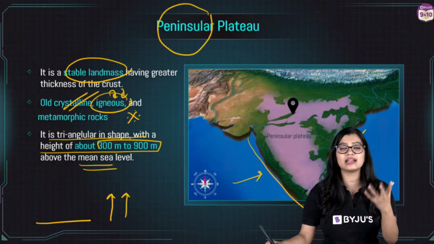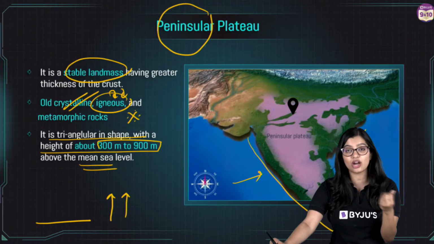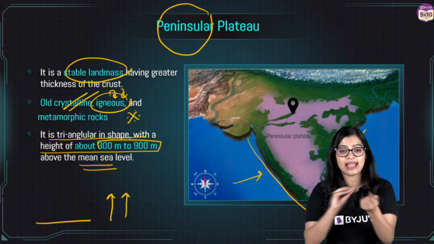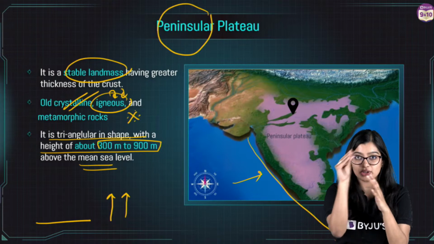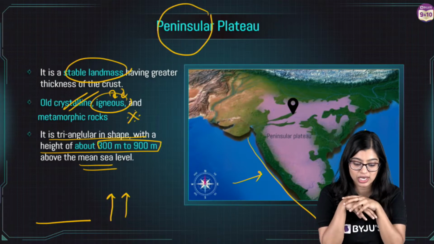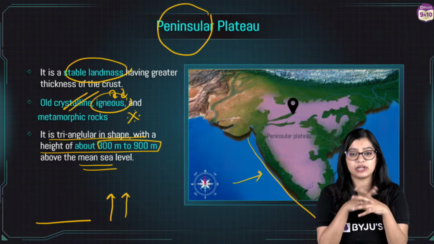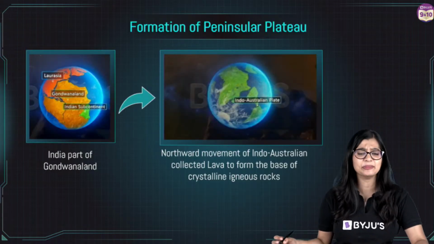Old crystalline. Crystalline means it's with respect to the rocks, right? So we see that they are crystalline rocks. That means you have crystals on the surface, crystal-like structures, and the date of it is pretty old. It's as simple as that.